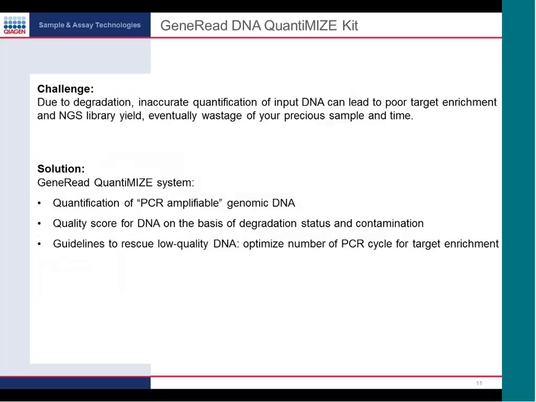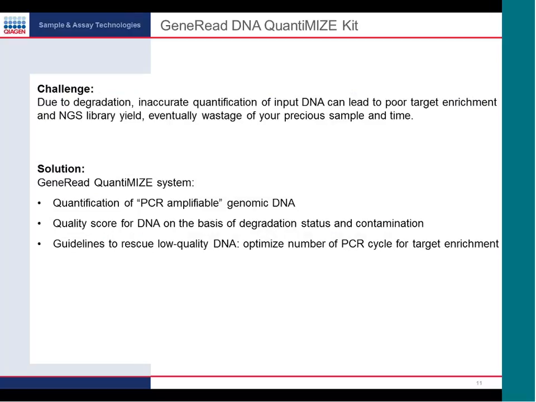And when you're dealing with FFPE samples or circulating free DNA, due to the degradation, it's very important to do an accurate quantification of the DNA which is accessible for target enrichment, as inaccurate quantification of input DNA can lead to poor target enrichment, poor library yield, and eventually you'll waste your whole sample as well as time and money because you're not going to get any reproducible result out of that next-gen sequencing.